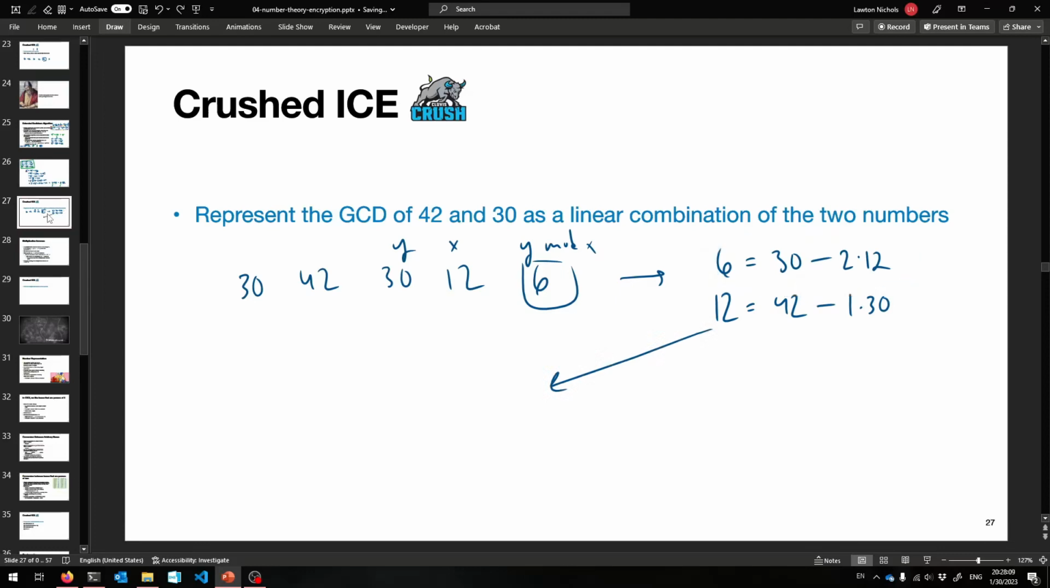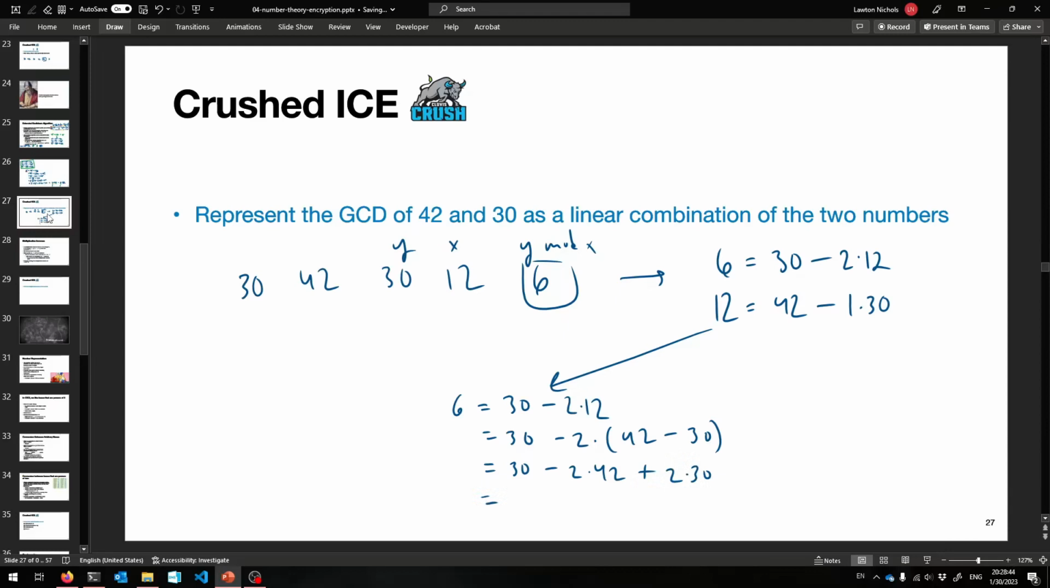You start with the one that has your GCD, 6 equals 30 minus 2 times 12. And then you plug in this one in that. So now I can replace that 12 with things. So 6 is equal to 30 minus 2 times, what was 12 but this? 42 minus 30. 42 minus 1 times 30, which is just minus 30. And so let's get these all together. That's 30 minus 2 times 42 plus 2 times 30. Right? Remember that the minuses cancel each other out there.